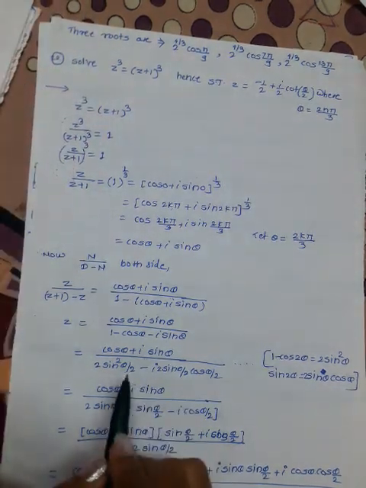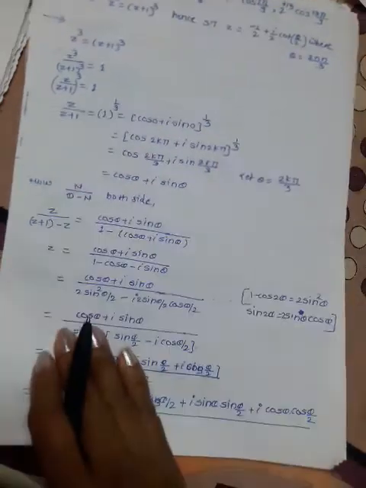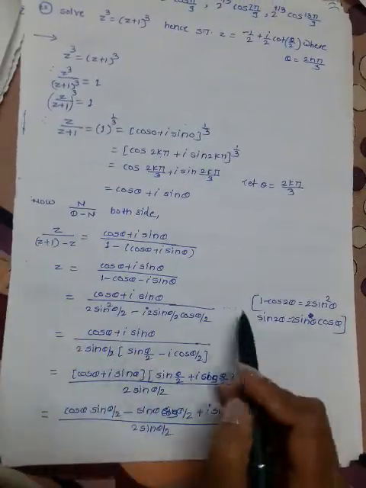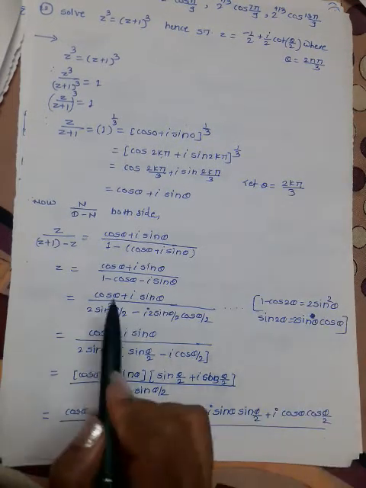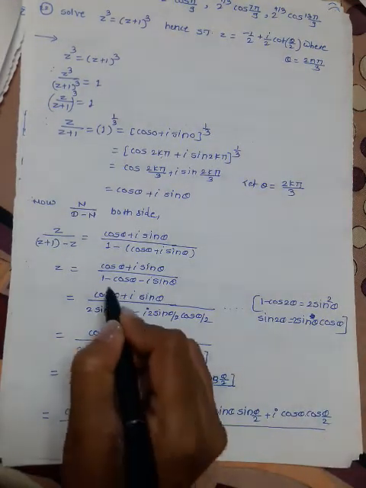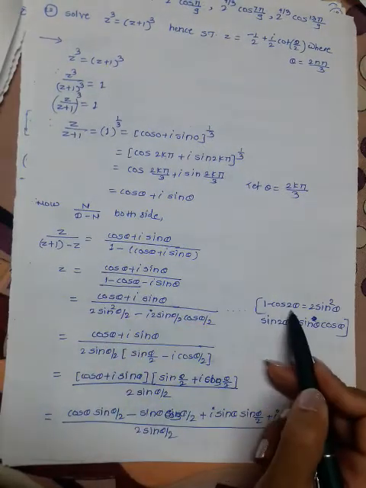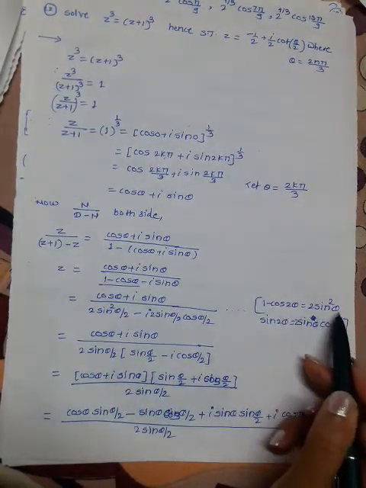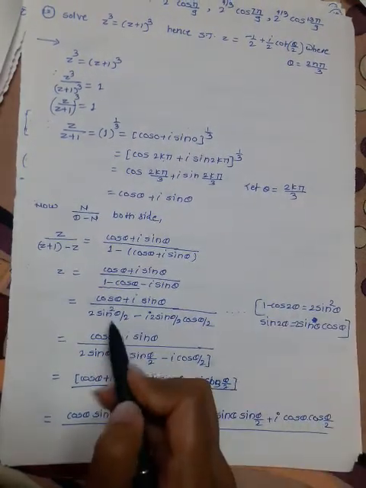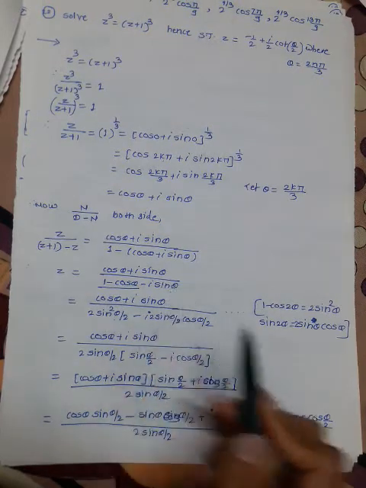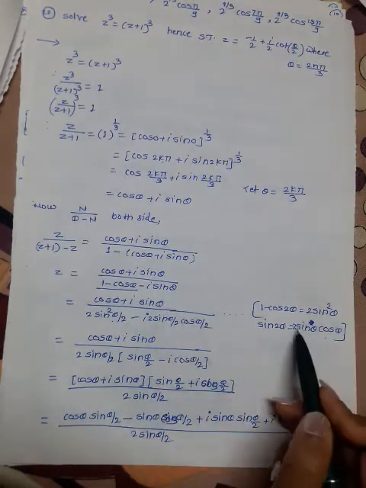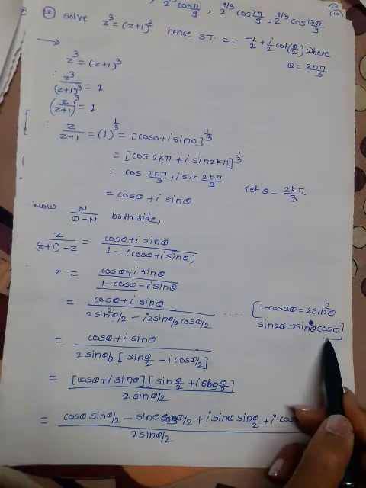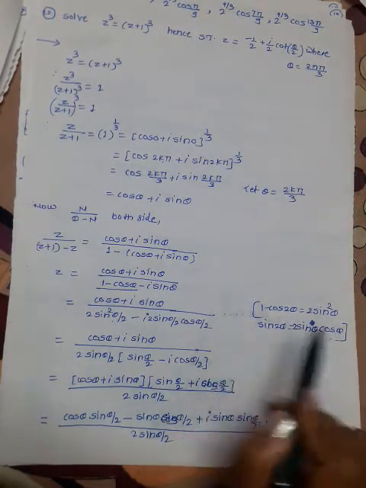Okay, now we have to use some trigonometry here. We have this formula: 1 minus cos 2 theta is 2 sin square theta. Therefore 1 minus cos theta becomes a single angle, that is 2 sin square theta by 2. And sin 2 theta, we know, is 2 sin theta cos theta, therefore sin theta becomes 2 sin theta by 2 cos theta by 2, making the half angle on both sides.